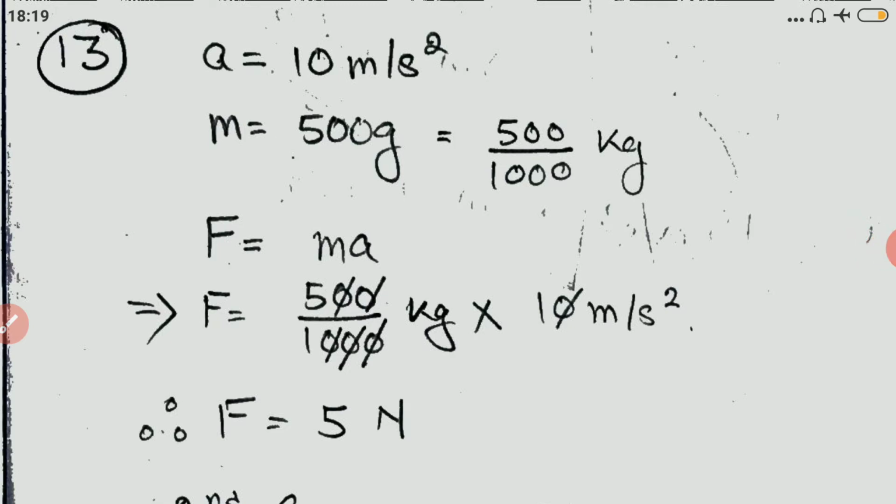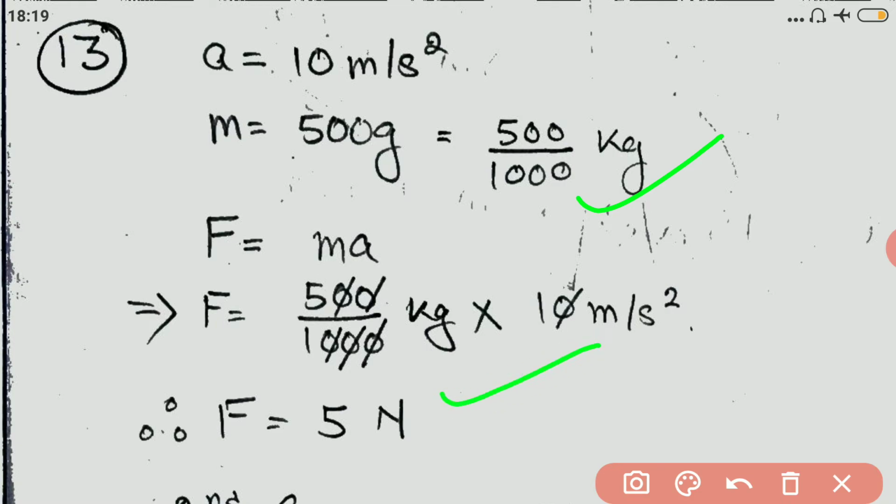A equals 10 meter per second square and mass equals 5000 gram, which I have converted here into kilogram, which is 5000 upon 1000 kg. Now using the formula for force, which is F equals m into A, we can calculate the value of force, which comes to 5 Newton. I hope now you can do the calculation part, right?